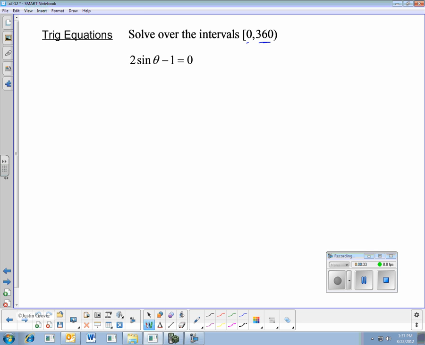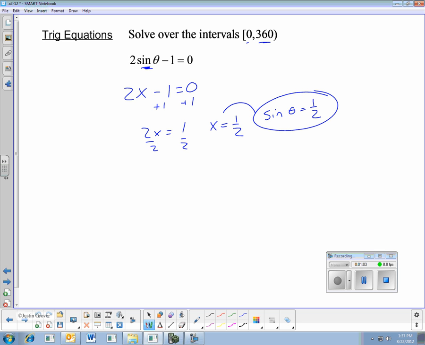Some people do like to treat this like a regular equation where I'm going to substitute this for x. I'm going to make this 2x minus 1 equals 0. I'm going to let sine theta equal x. And then solving x here is a very basic equation. Add 1 on both sides. 2x equals 1. Divide by 2. X equals 1/2. Now I'm going to convert back to sine theta is 1/2.